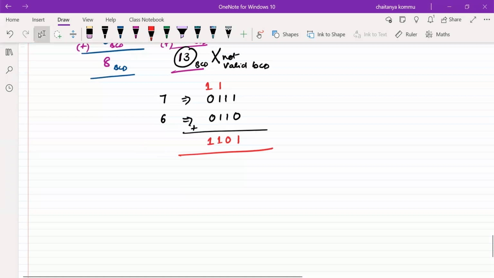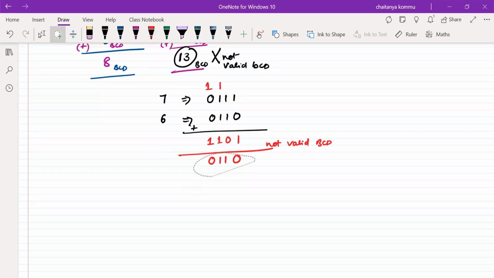It is not a valid BCD, so what I have to do is add +6 to this. Now I have to perform the addition operation.